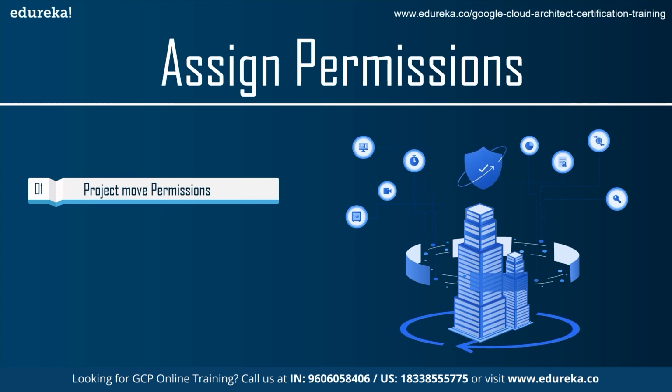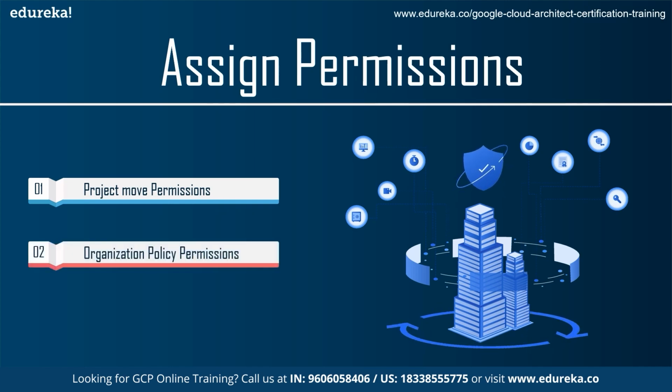If the destination resource is an organization, you need the project creator role or another role that includes the resource manager project create permission. Now the second thing is the organization policy permissions. On the source and destination organizations, you must have the organization policy admin role, which grants permission to create and manage organization policies.